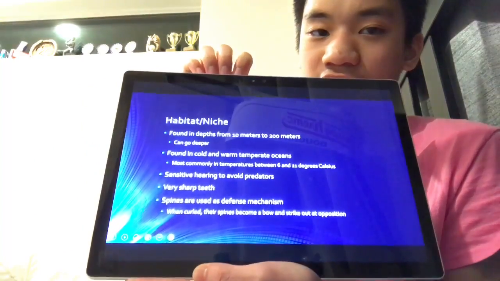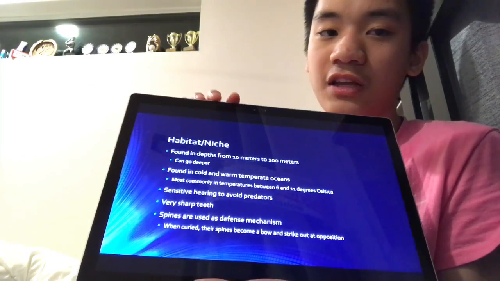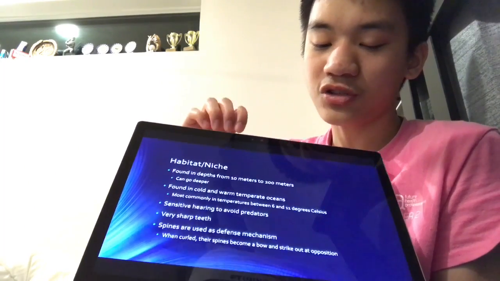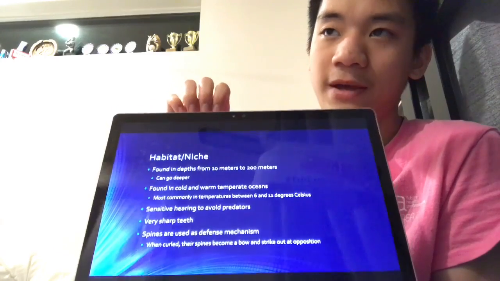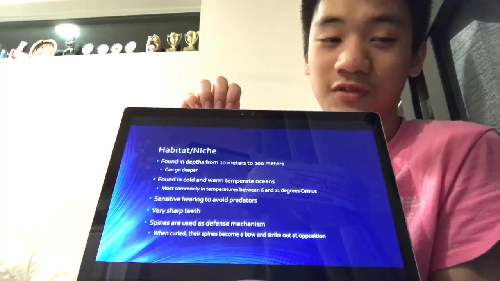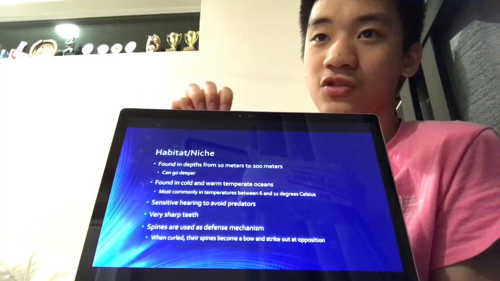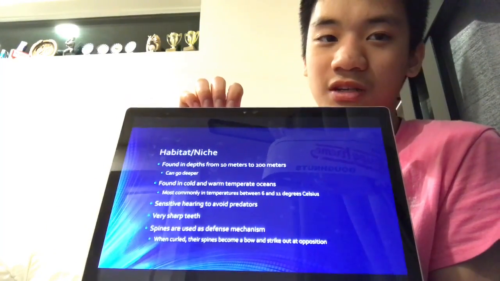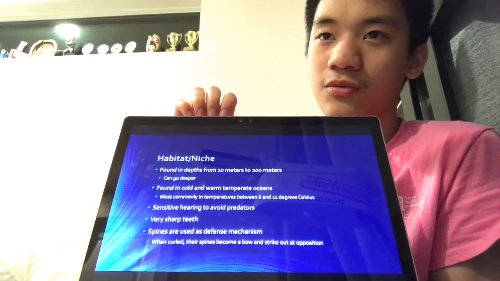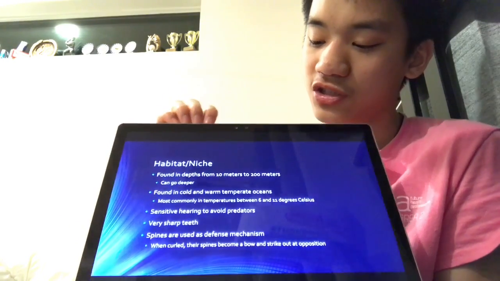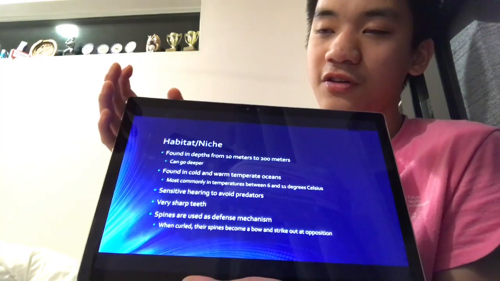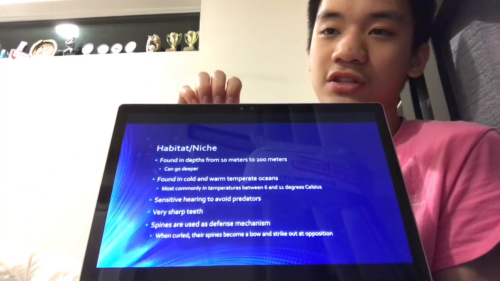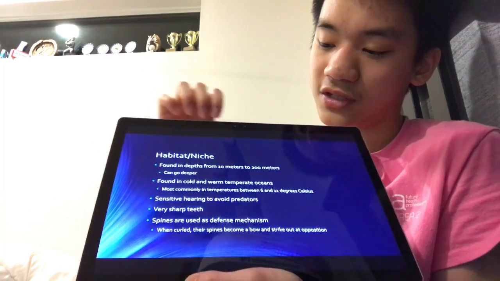The habitat and niche of the spiny dogfish shark. They are found in more shallow waters, ranging from 10 meters up to 200 meters. But they have been found at depths of even 800 meters. So as far as we know, there is no maximum depth they can go down to, because we have seen them in deeper regions than just 200 meters. They are mostly found in cold to warm temperatures of water, mostly from 6 to 11 degrees Celsius.